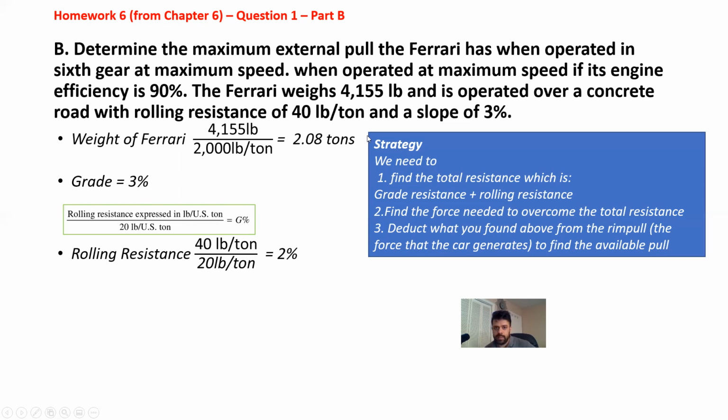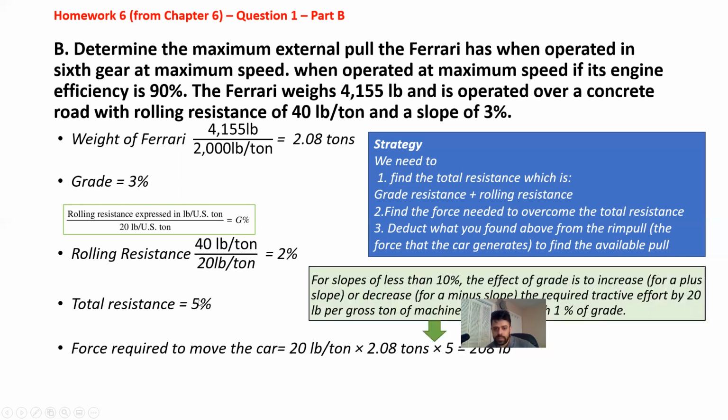So 40 is the rolling resistance, 40 pound per ton. We could easily divide it by 20 pound per ton, and the equivalent rolling resistance will be 2%. Now, both of them are in percentages, so we could easily add them up. The total resistance will be 3 plus 2%, or 5%. 5% is still less than 10%.